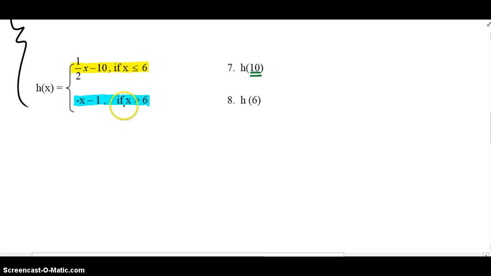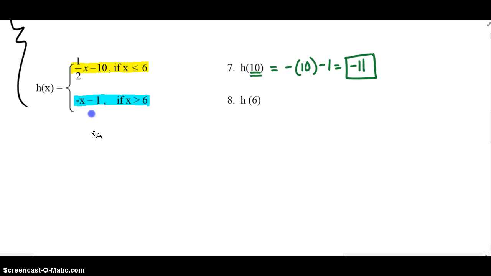I don't think so. Is 10 greater than 6? That sounds better. So we'll use that equation. Instead of x, I will plug in 10. Make sure you don't lose that negative sign. Negative x minus 1. And this should give us negative 11.